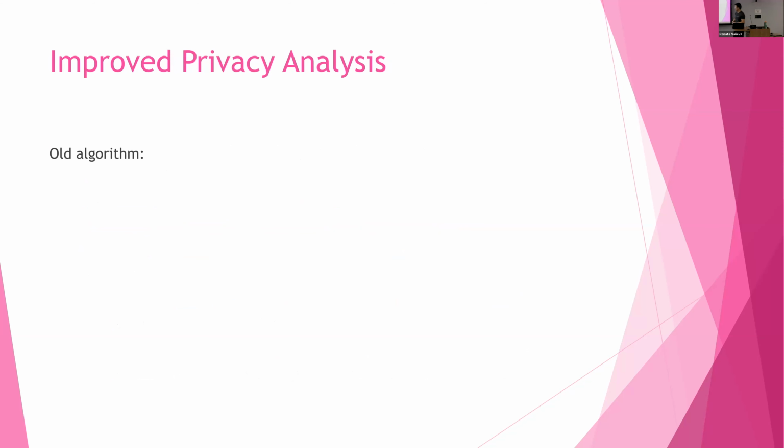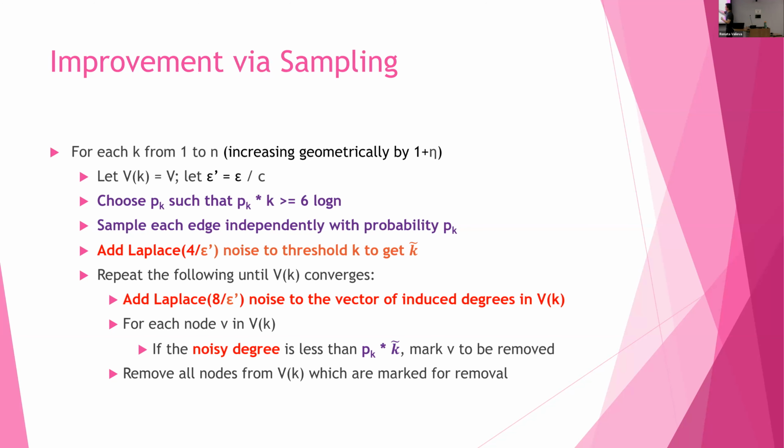So now, wait, actually go back. I want to mention here that let's say we always set p_k such that p_k times k is equal to 6 log n, right? Since k is geometrically increasing, that means that p will be geometrically decreasing. And this is the key property we will need to get the improved privacy analysis, which I will show you now.